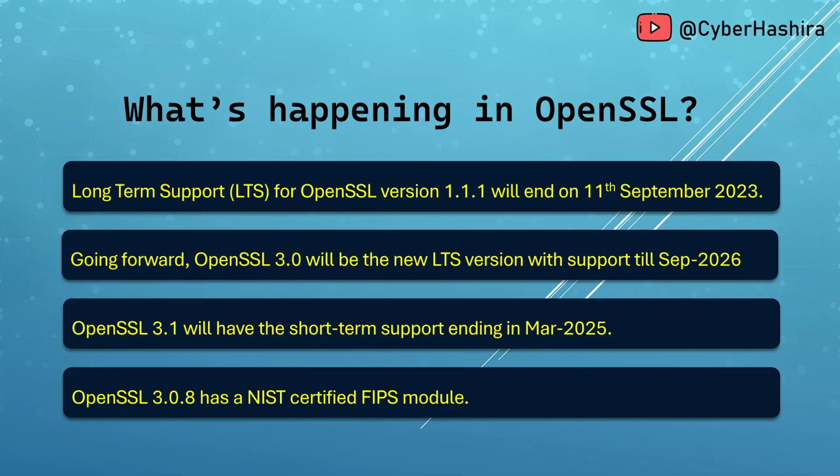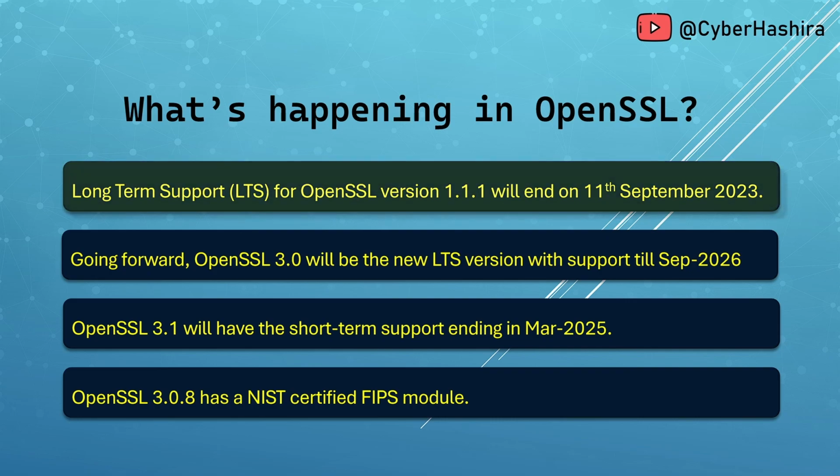OpenSSL version 3 was released in 2021. It has been 2 years, so I'm not going to talk about what's new in OpenSSL. I'm sure there are other videos and articles that talk about it. I will start by talking about things that are going on in OpenSSL as of now.